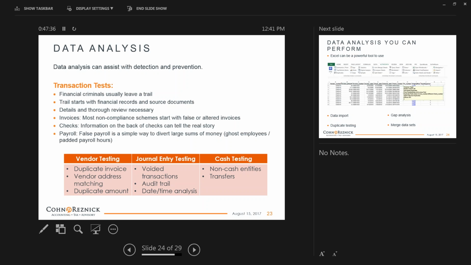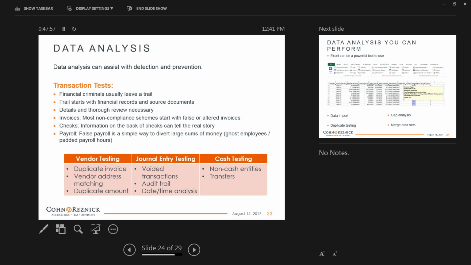What we also do is we match and bounce the vendor addresses against the employee addresses to see if vendor checks are being mailed to an employee's address. And again, it depends on the organization. It depends on what you think is going on. But these may be important tests that you look at.